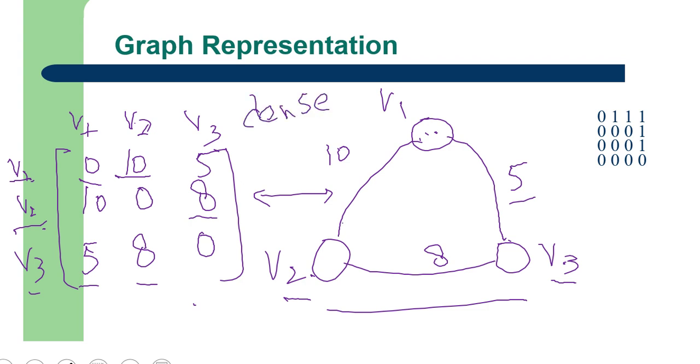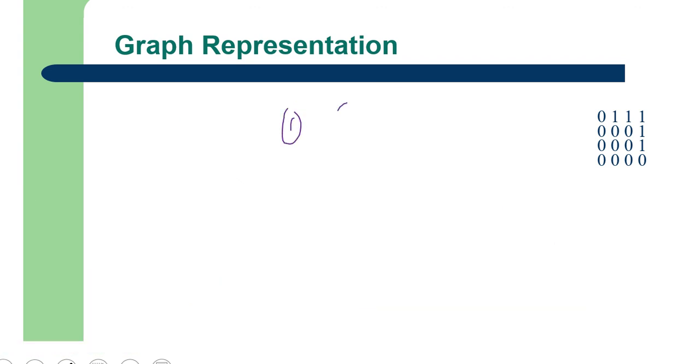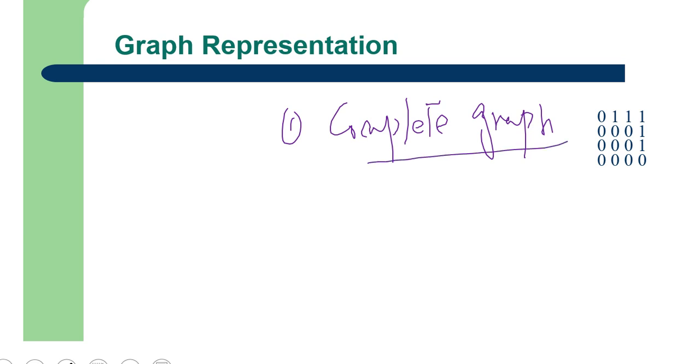In a dense graph we say that almost all the nodes are connected with each other. So the relationship becomes, first one is a complete graph. In a complete graph all nodes are connected with each other. For example, we have seen if there are a total of 4 vertices, the total edges are 6.